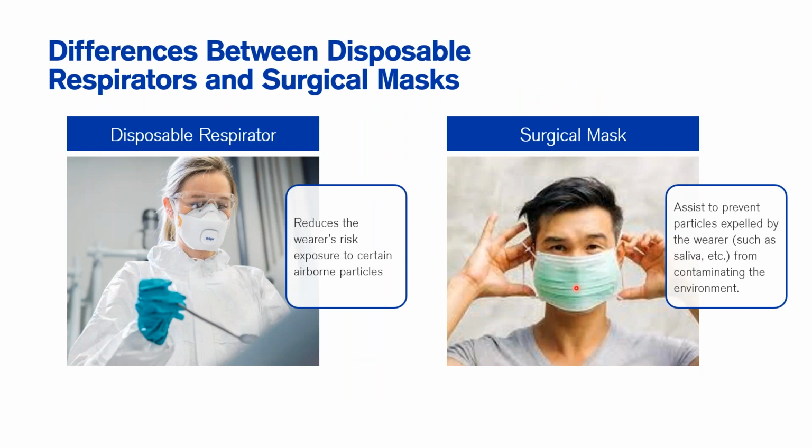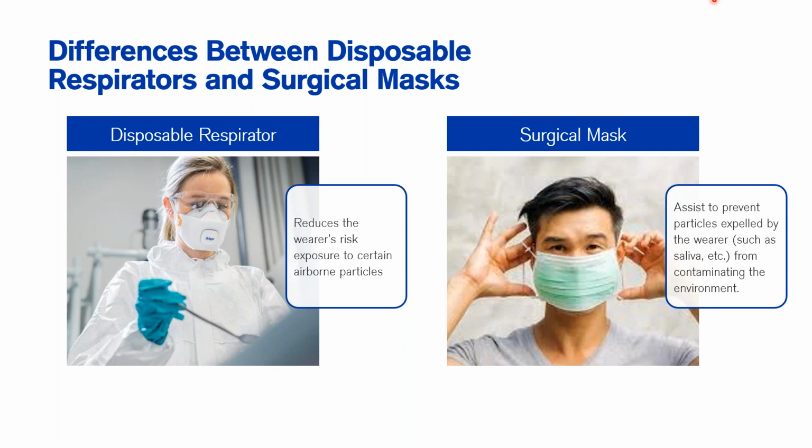So before I step further on, due to the recent situation, we know that there's a lot of people asking what is actually a disposable respirator or FFP and surgical mask. What are the real differences between both of them? So for FFP or disposable respirator, its aim is to reduce the wearer's risk of exposure to certain airborne particles. That means you are protected when you inhale the air around you.